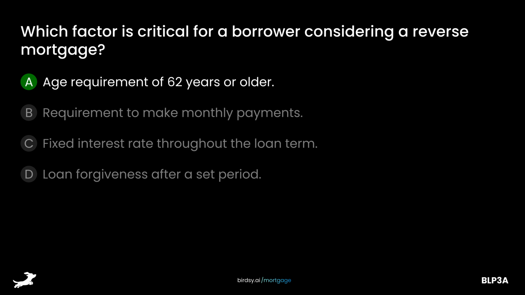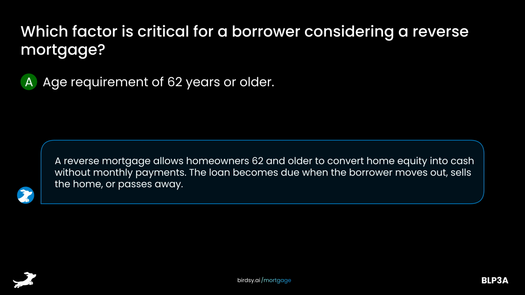The answer is A, age requirement of 62 years or older. A reverse mortgage allows homeowners 62 and older to convert home equity into cash without monthly payments. The loan becomes due when the borrower moves out, sells the home, or passes away.